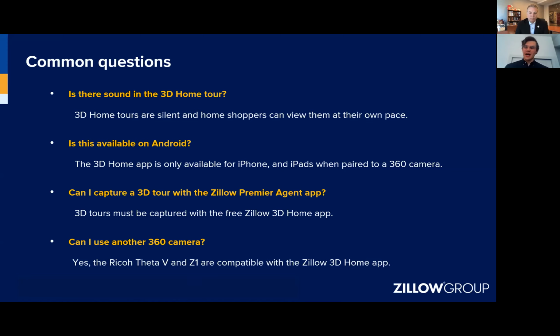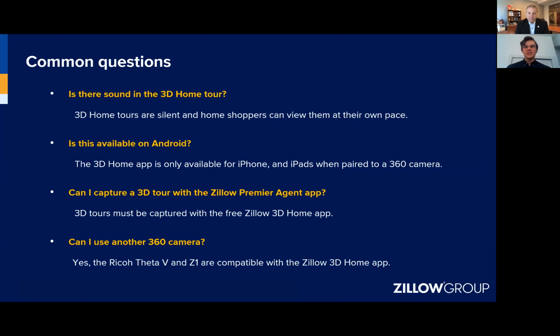What's nice there too is that the 3D Home app is available to anyone regardless of your Premier Agent status. So if you aren't a Premier Agent, you can still use and benefit from taking these 3D tours. And then, can I use a 360 camera? Yes, there are 2 camera models.